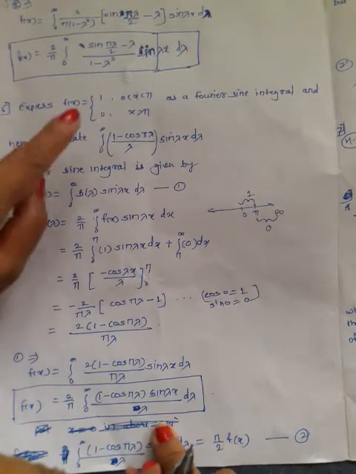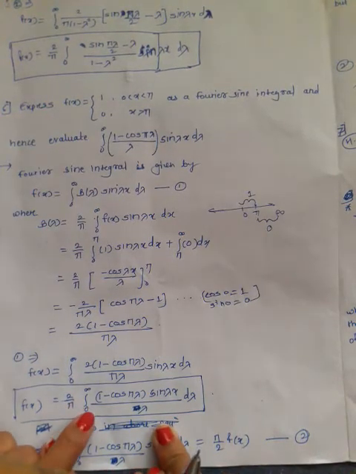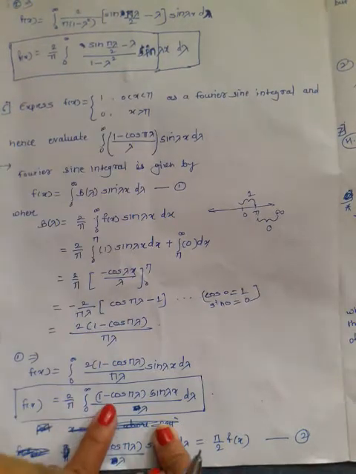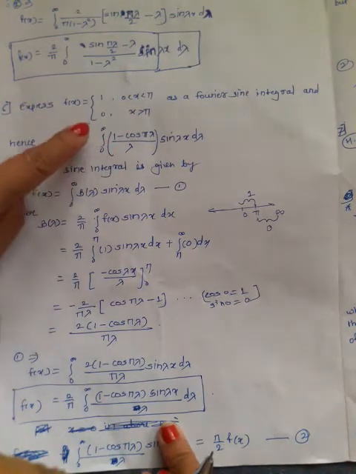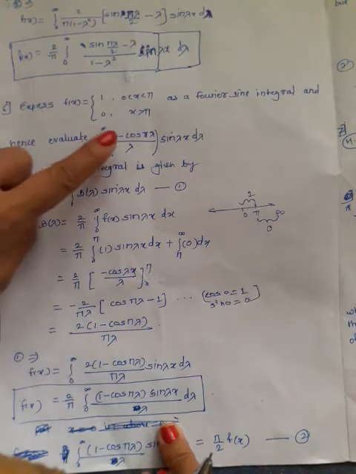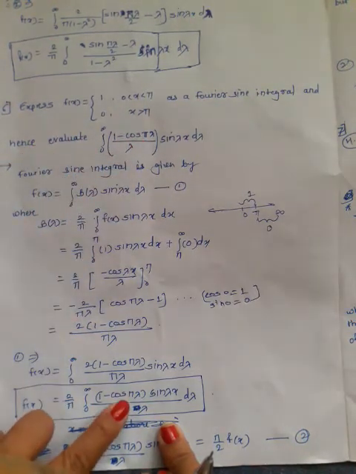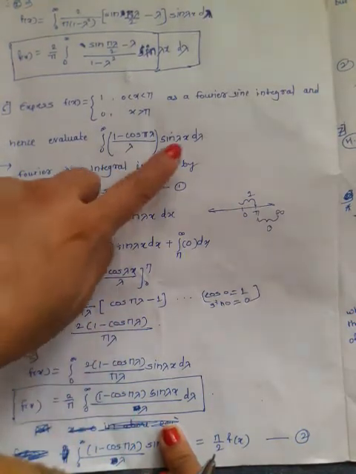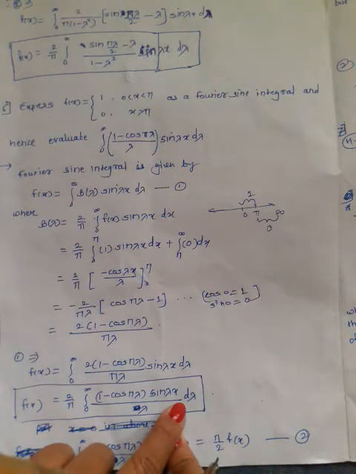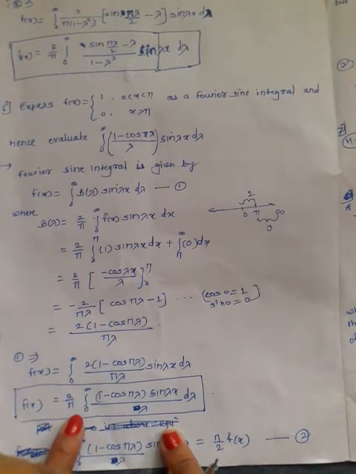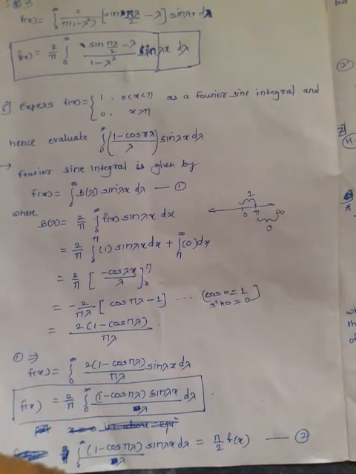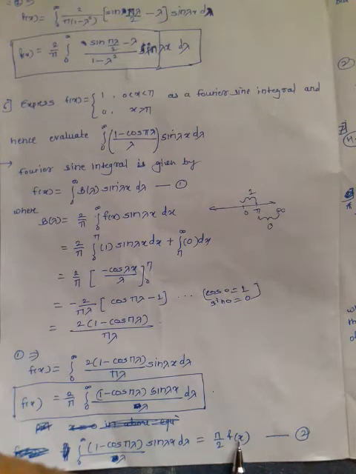Now, how to solve the second part using the earlier answer? If you observe this and this, the integration from 0 to infinity is there, we get the 1 minus cos pi lambda term, upon lambda is also there, and sine lambda x is also there. That's why, taking 2 by pi to the other side, we get the integration from 0 to infinity of (1 minus cos pi lambda) upon lambda sine lambda x d lambda equal to pi by 2 into f(x). Now we have to find the ultimate value of f(x).